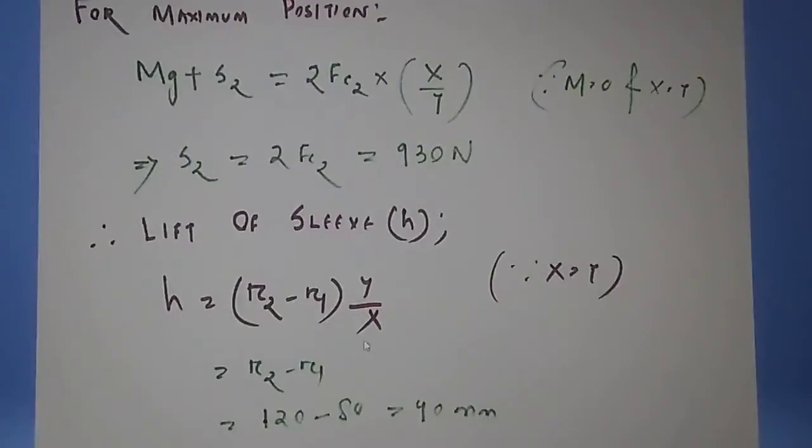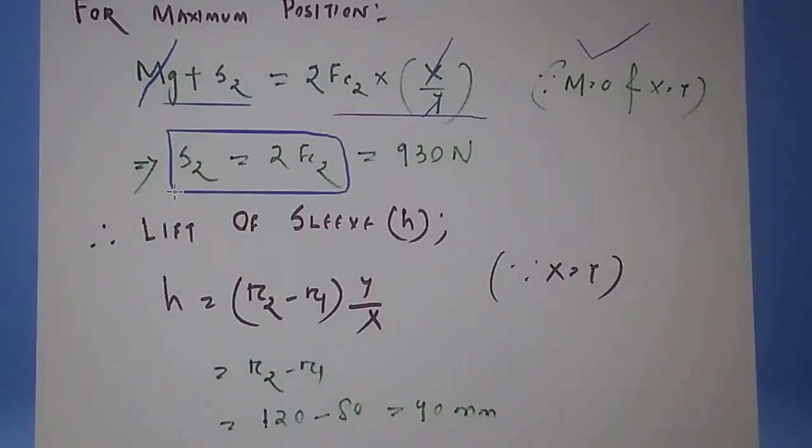Now we will get the S2 value for the maximum position. So mg plus S2 is equal to 2 Fc2 into x by y, where x is equal to y, so it will cancel out. Similarly, there is no sleeve load, capital M is equal to 0, and S2 is equal to 2 into Fc2. So we get the S2 value as 930 Newton. So we have now determined S1 and S2, the spring force values respectively.